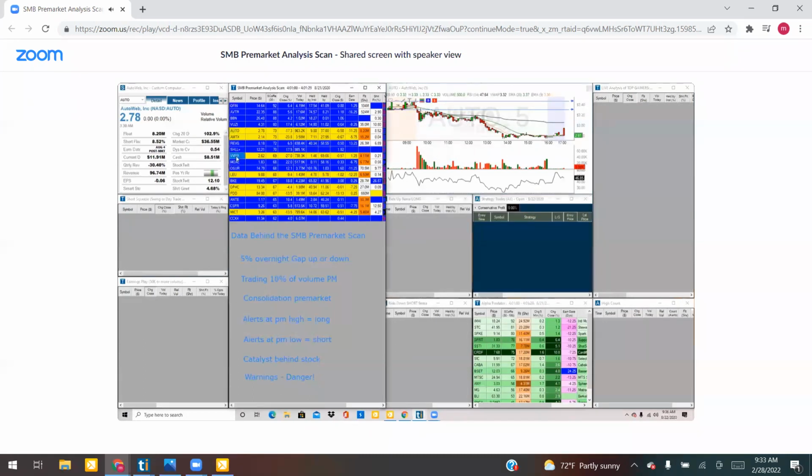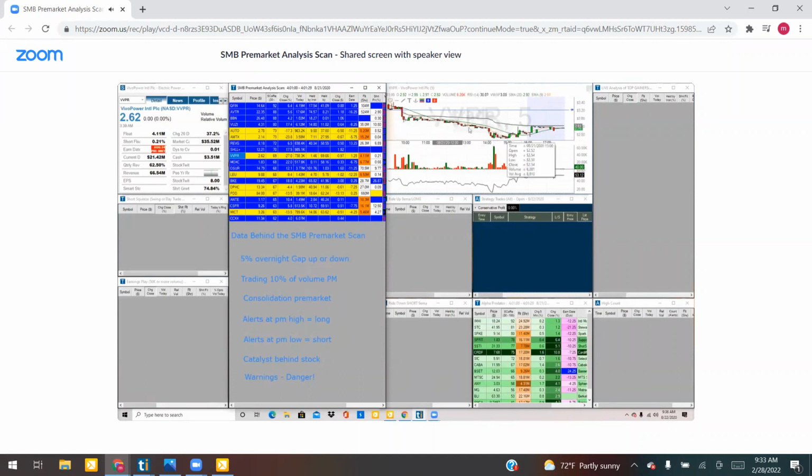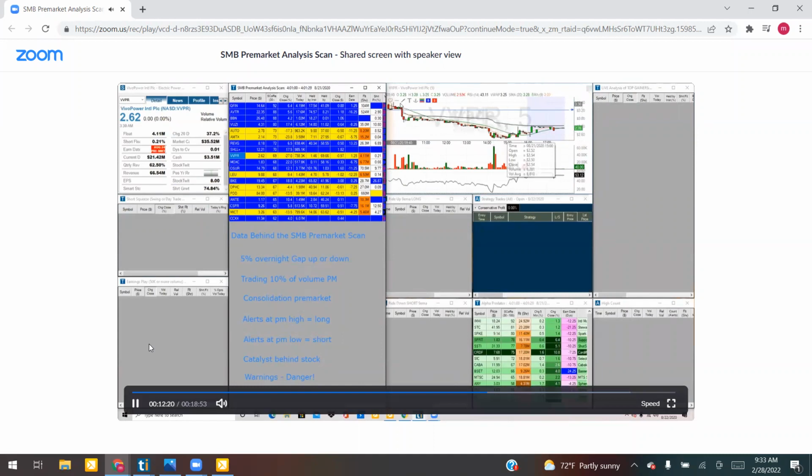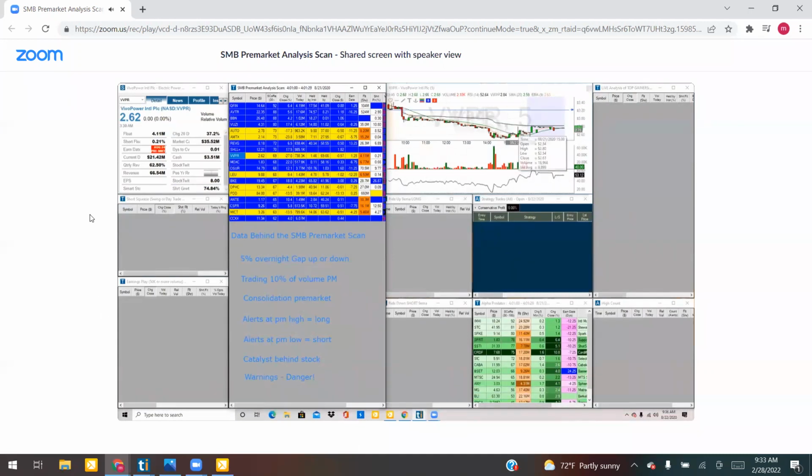And then the last example of a short, let's look at VVPR. Again, this is pre-market to 10, consolidation. It broke the pre-market low. We enter, boom. Look at this, down the entire day, and our stop would have been above the 20 SMA. So we would not have gotten stopped out of this until 3:30.